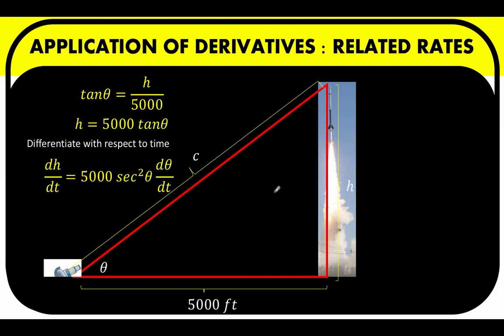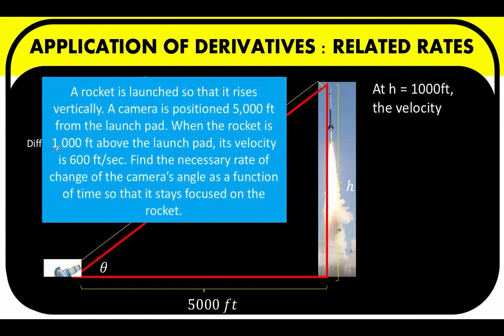It is given from the problem that at h equals 1,000 feet, the velocity is 600 feet per second. So we can now write dh over dt is equal to 600 feet per second. That is the velocity of the rocket with respect to time, or the change in height with respect to the infinitesimal change in time.